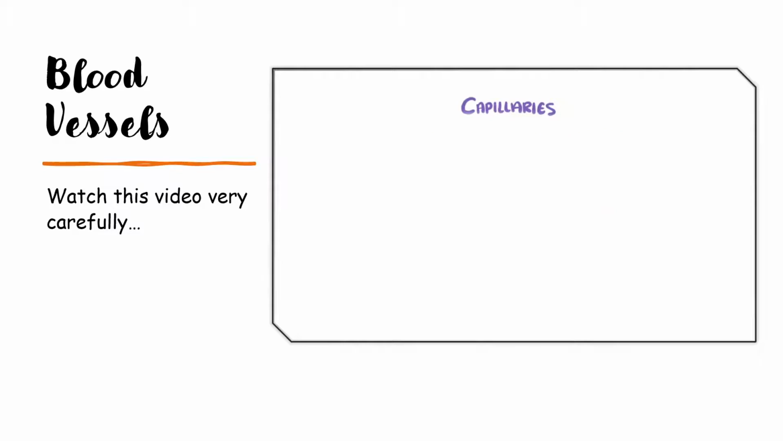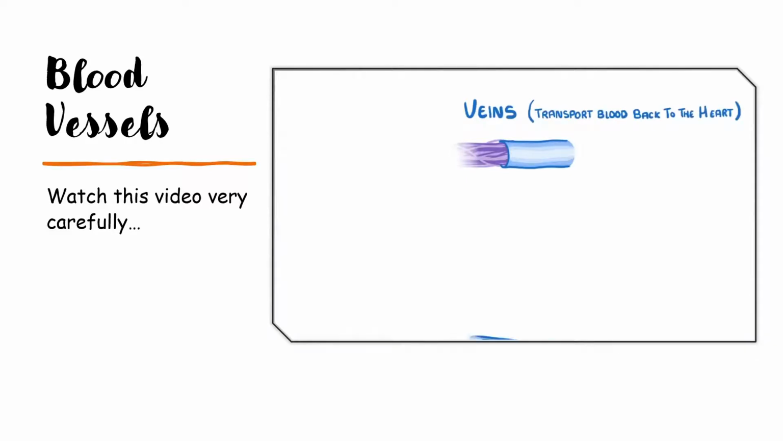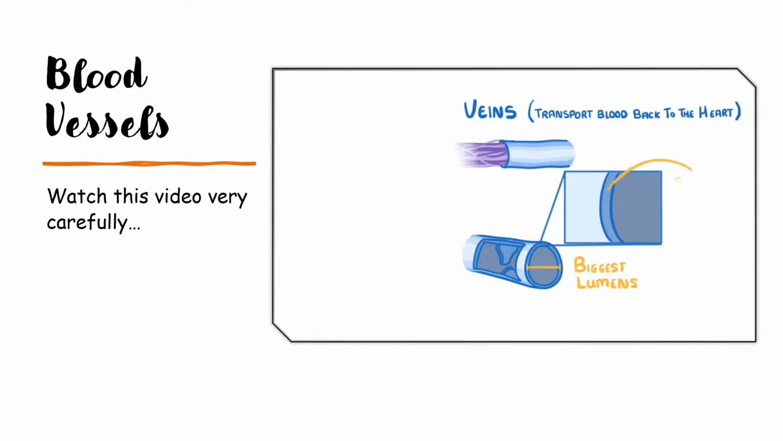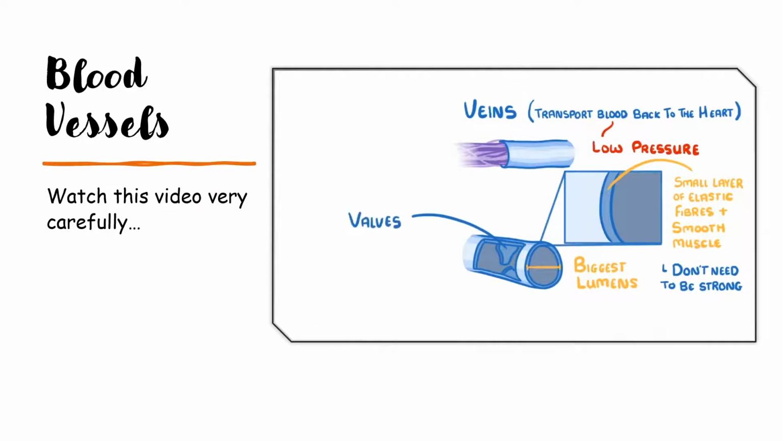Finally, these tiny capillaries start to join up into larger vessels called veins, which transport the blood back to the heart. Veins are relatively large, with by far the biggest lumens of any blood vessels. They also have relatively thin walls, with only small layers of elastic fibers and smooth muscle. This works fine though, because the blood that they carry is at very low pressures, so the walls don't need to be very strong. The important thing to remember about veins though, is that they have valves, which prevent blood from flowing backwards, ensuring that it always flows towards the heart.